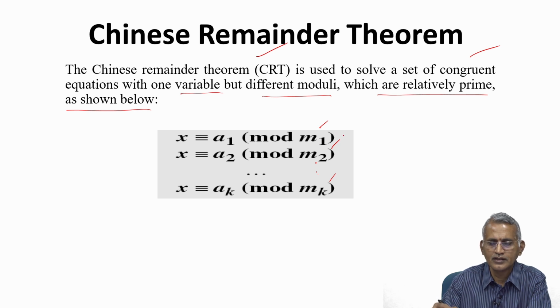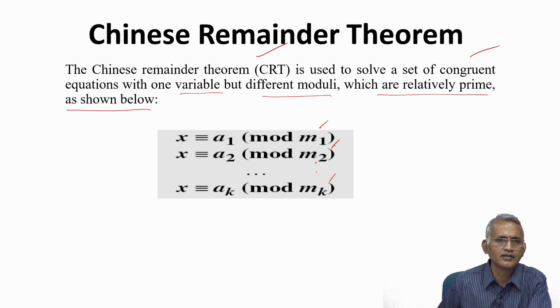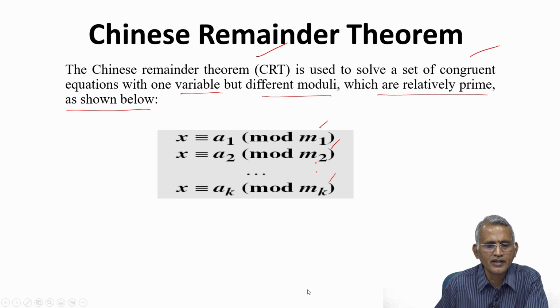So, this is called a system of linear equations that come simultaneously, and it is said to be a system of linear equations under modulo. This statement is called the Chinese remainder theorem statement.